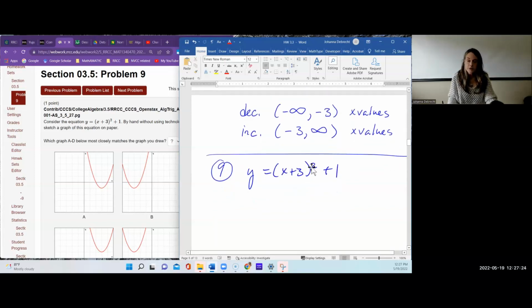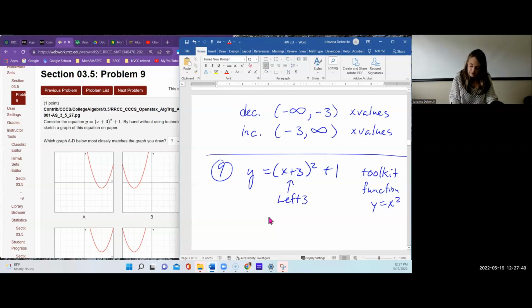The square is what makes it look like its typical graph. The toolkit function is x squared. What's happened to the graph of x squared is that it's been shifted left or right, since this is inside the main operation, which is the square. It's a plus, which means it did the opposite and went left 3.